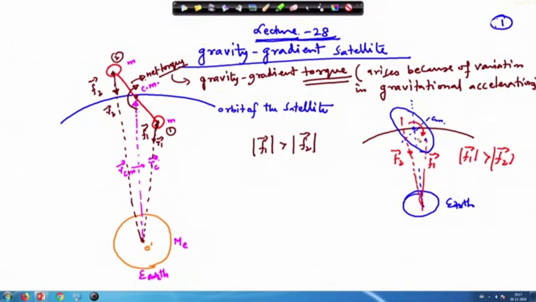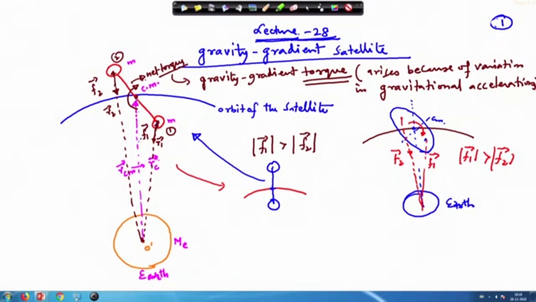This implies that if your satellite is of a shape where there is a net torque due to the gravitational force about the center of mass, then the satellite will not remain in that position. In the case I am discussing, initially the dumbbell was in this shape, and from this you have moved it to this configuration. So obviously there will be a torque which will try to restore it back.